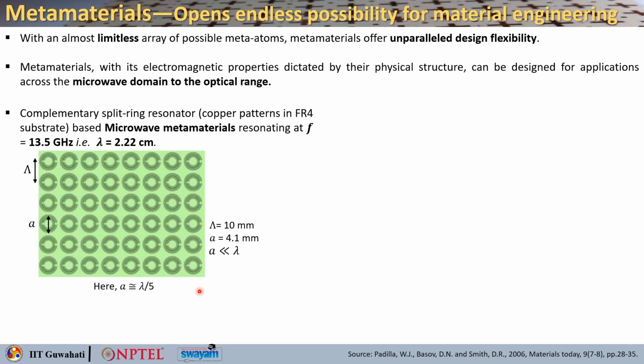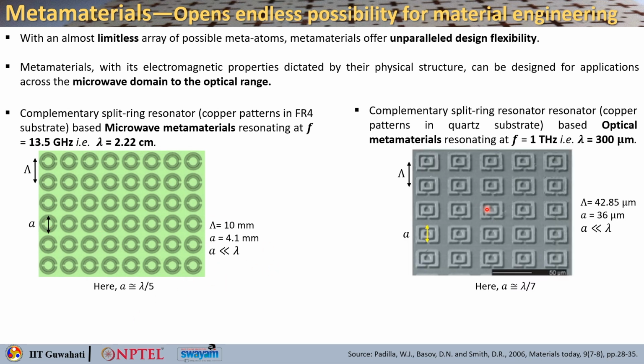So, here is a complementary split ring resonator structure. These are basically copper patterns on FR4 substrate based microwave metamaterials resonating at 13.5 gigahertz. So, the wavelength is around 22.22 centimeter. Here you can see the period and the size of the element. So, they are all sub wavelength.